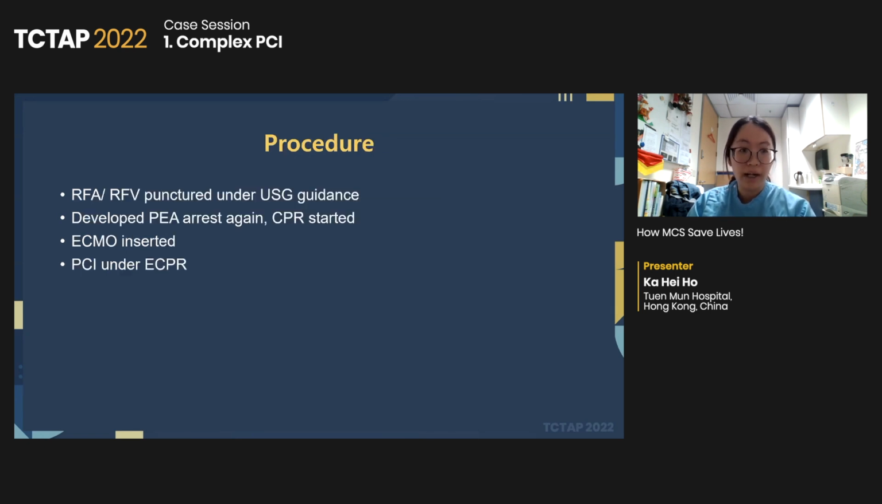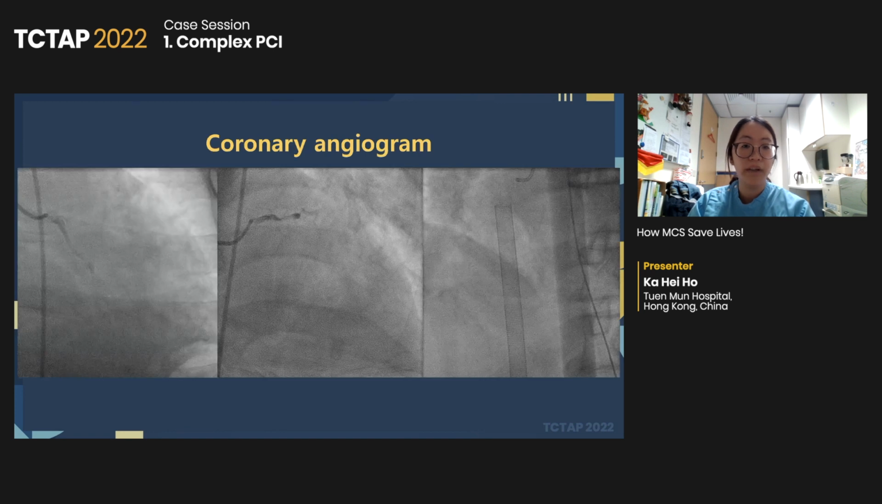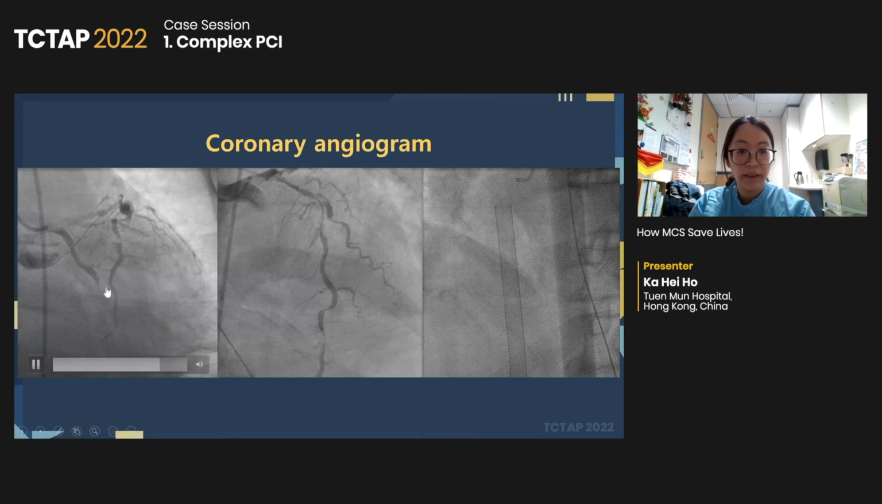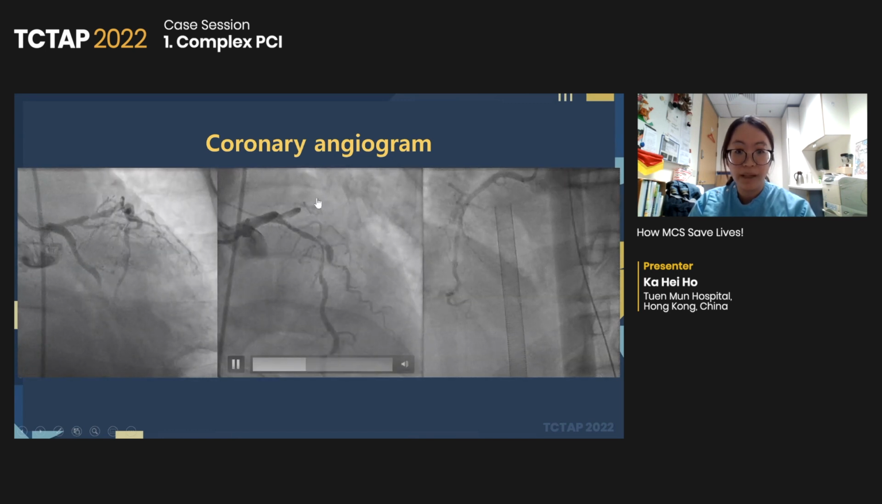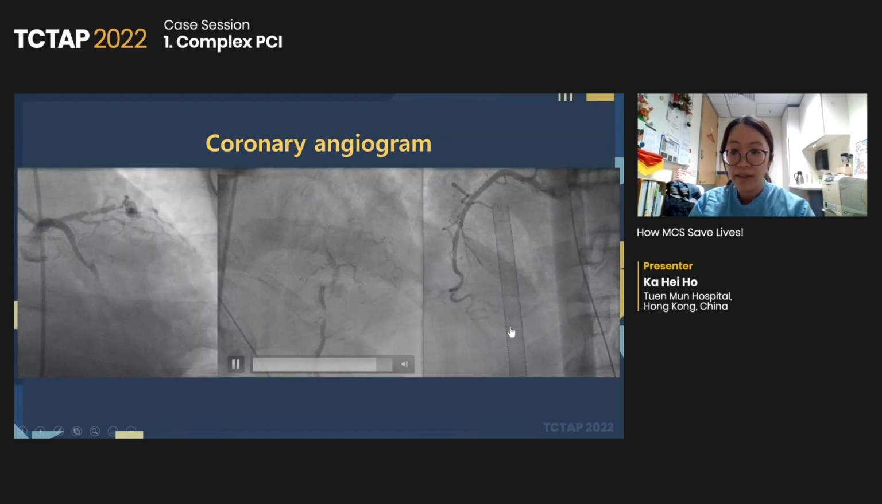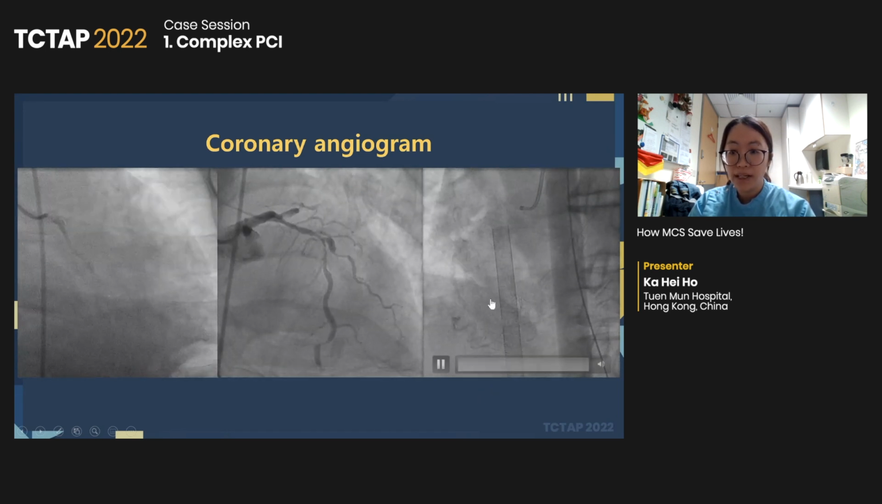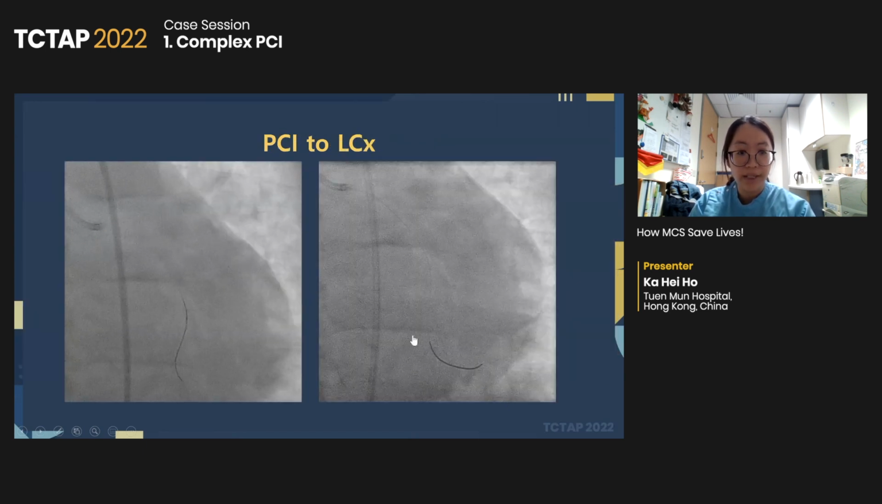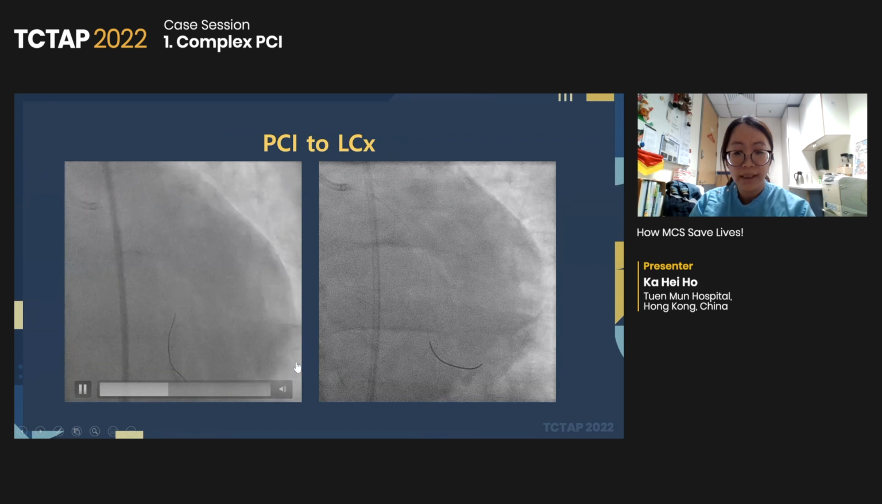While we punctured the right femoral artery and also the right femoral vein, the patient developed another arrest episode, and we started ECPR, and we put in the ECMO, and then we proceeded to our PCI. This is what the coronary angiogram showed. We can see that there is a mid-circumflex total occlusion, and the LAD is very bad with multiple critical stenoses over the whole proximal to mid and also distal LAD. The RCA is small. So the culprit vessel is the circumflex, and we successfully wired with a workhorse wire.